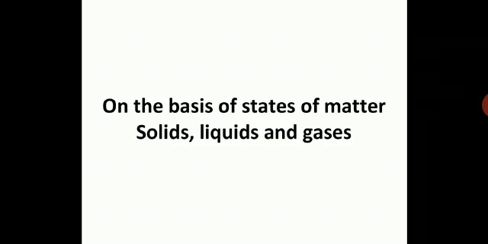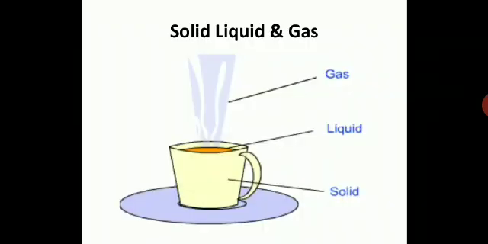Now, next, under appearance, we are going to see on the basis of states of matter. We have seen lustrous and non-lustrous. Under appearance itself, we are going to see solid, liquids and gases. So how do materials appear to us? Like over here, you can see a cup of tea. Cup is a solid, tea is a liquid, and the steam coming out of the hot tea is a gas. So the appearance, solid, liquid and gas, we can see over here.